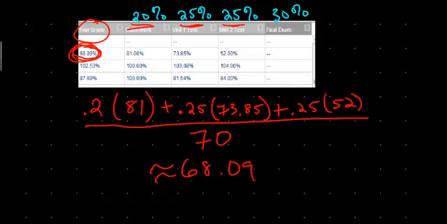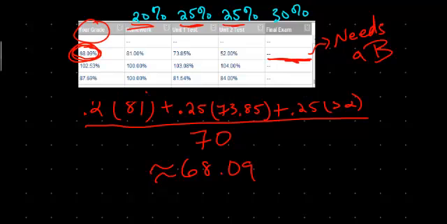So now the question is, what do we need here? I don't think this student's going to be able to get an A. So what would we need here? Let's say the student wants to get a B. I don't know if they're going to be able to get a B, but let's look at it and see. So let me erase all this. Let me show you how you would work this problem.